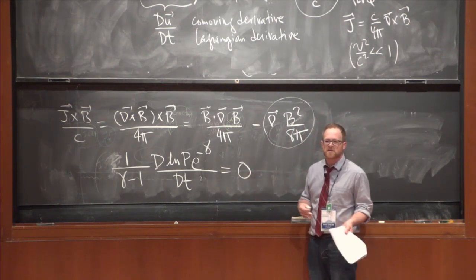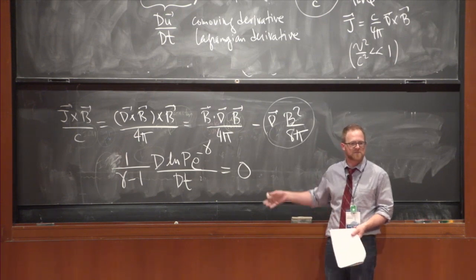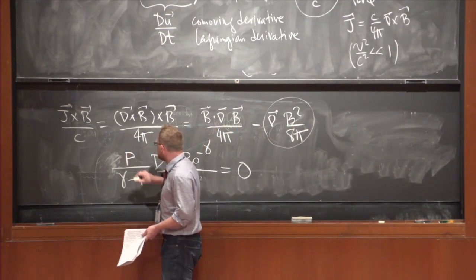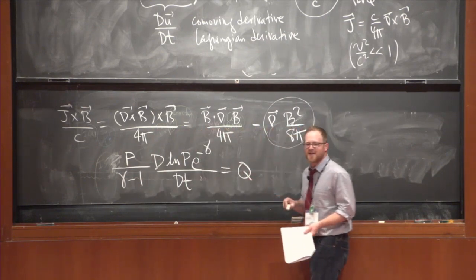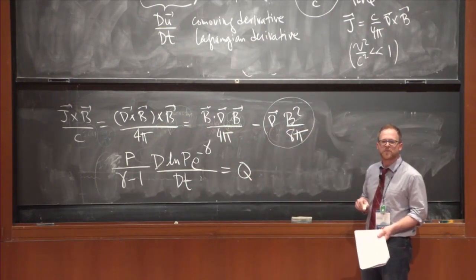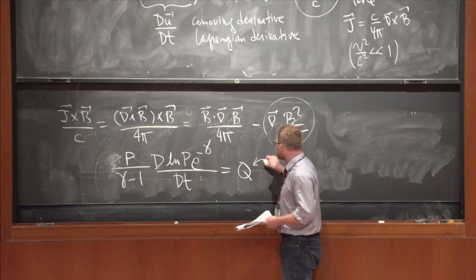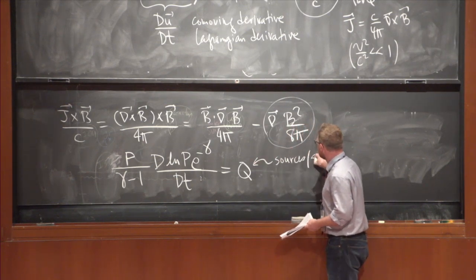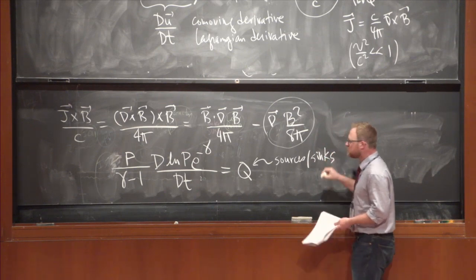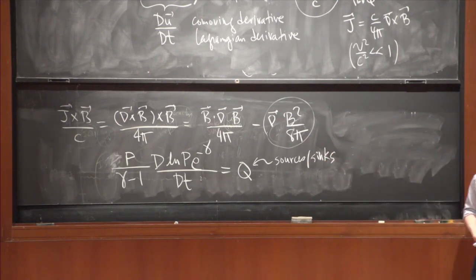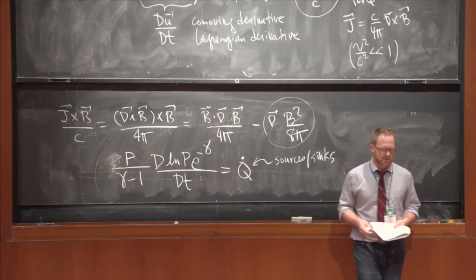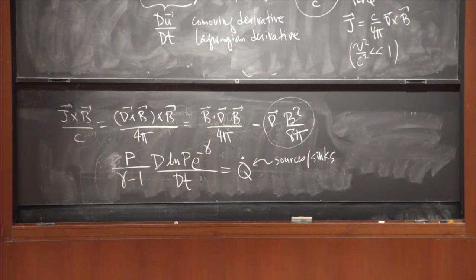Of course, you can add sources and sinks. In fact, most astrophysical systems have sources and sinks of entropy. If you want to do that, you just put a p on that side, and you change that 0 to a q. And this is just sources, sinks of entropy. I guess maybe a dot for good measure to remind us that it's a rate.